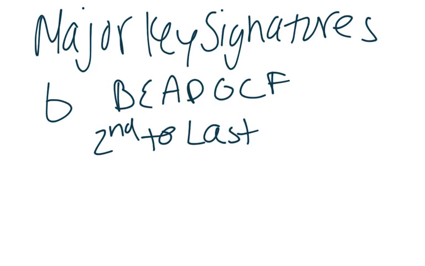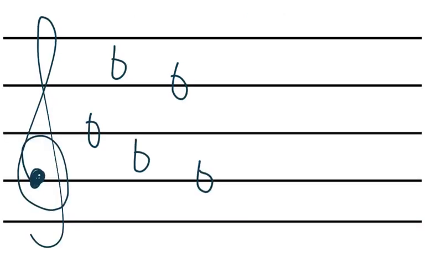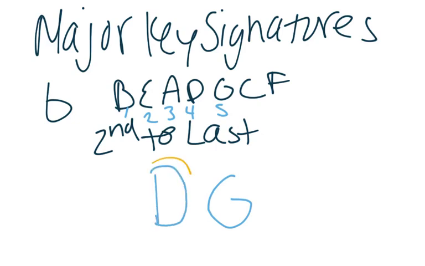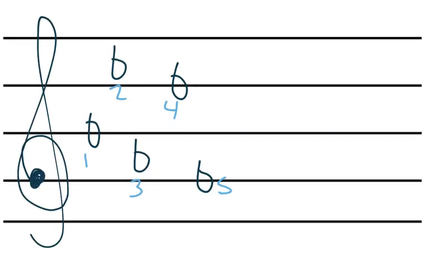Let's try an example. Here there are 1, 2, 3, 4, 5 flats. Let's go to our alphabet. 1, 2, 3, 4, 5. The last flat is G. The second to last flat is D flat, which means that our key is D flat major.